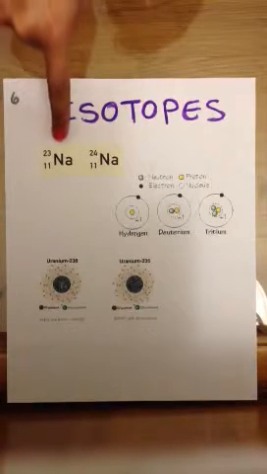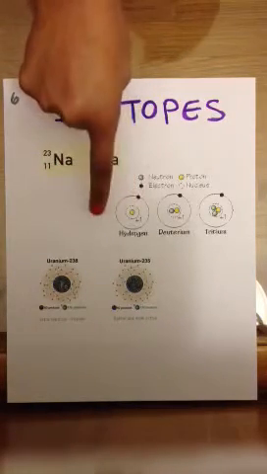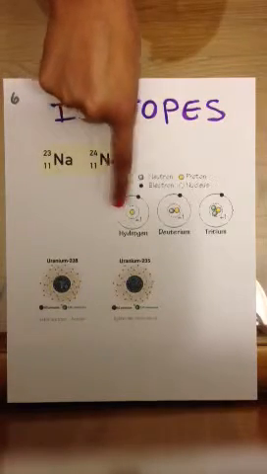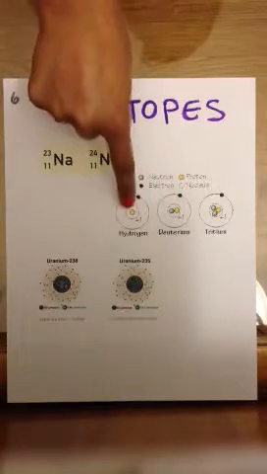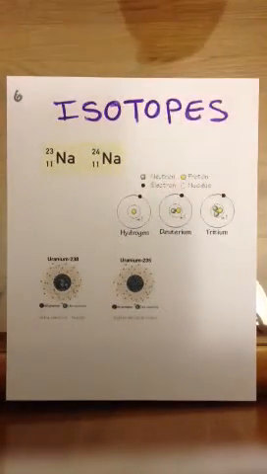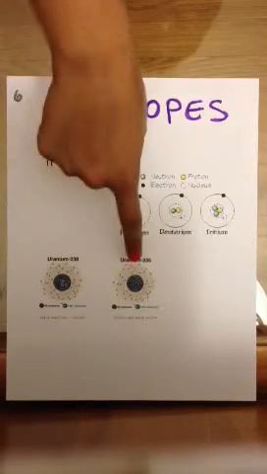We have sodium-23 and sodium-24, hydrogen with 1 proton and 1 neutron, hydrogen with 1 proton and no neutron, and hydrogen with 1 proton and 2 neutrons. And we also have uranium-238 and uranium-235.